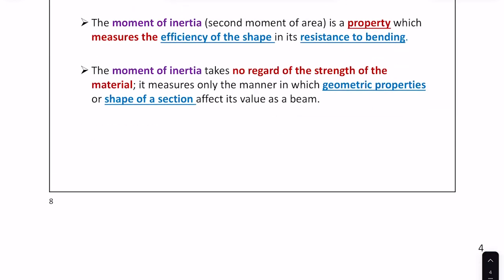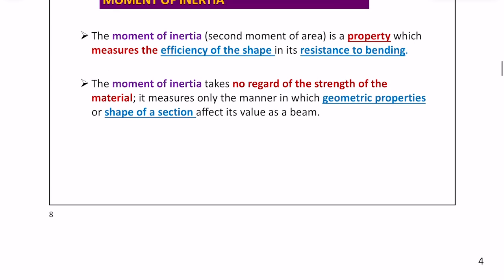The moment of inertia is a property which measures the efficiency of the shape in its resistance to bending. So that is mostly what it is used for. The moment of inertia takes no regard of the strength of the material. It measures only in the manner in which geometric properties or shape of section affect its value as a beam.